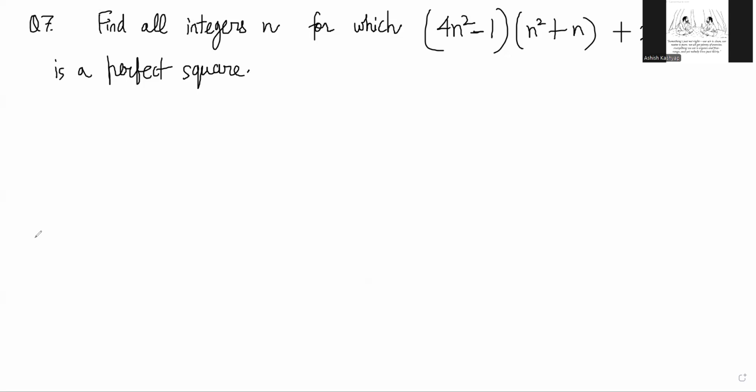This is similar to one problem that we did earlier, in the beginning, the first or second question that we discussed in this topic. We have to assume that m square, some perfect square, is equal to this thing.